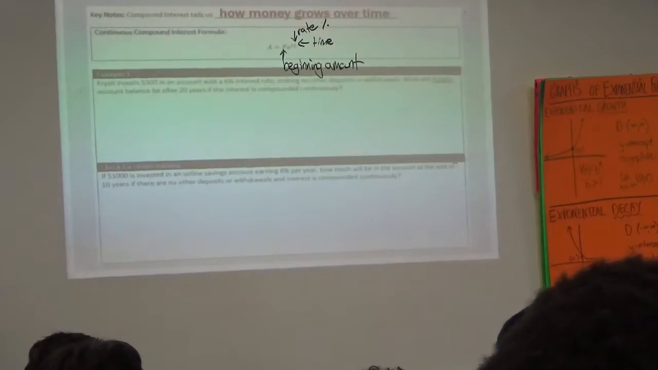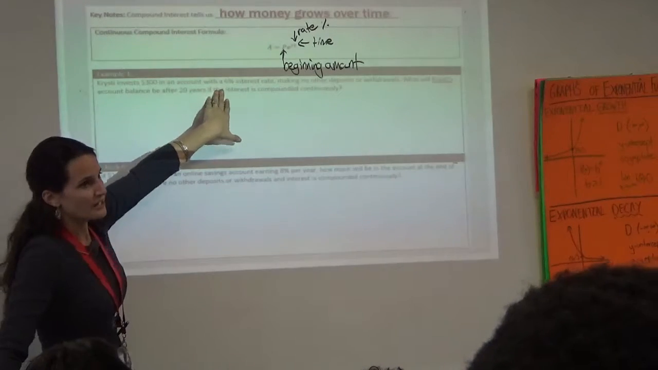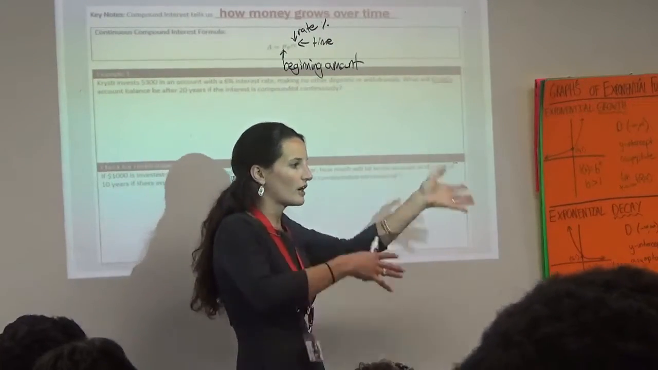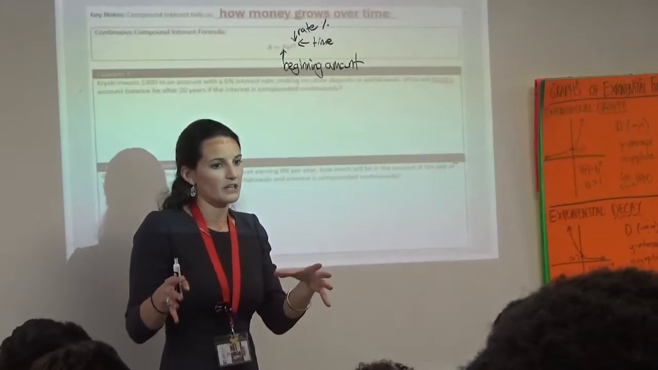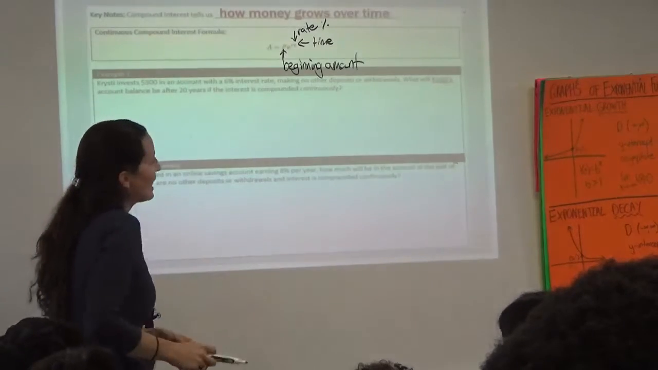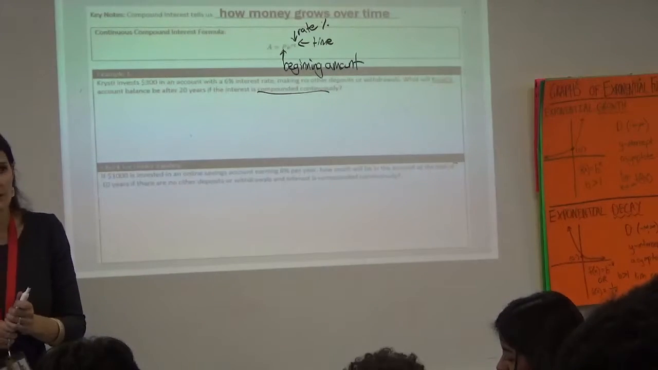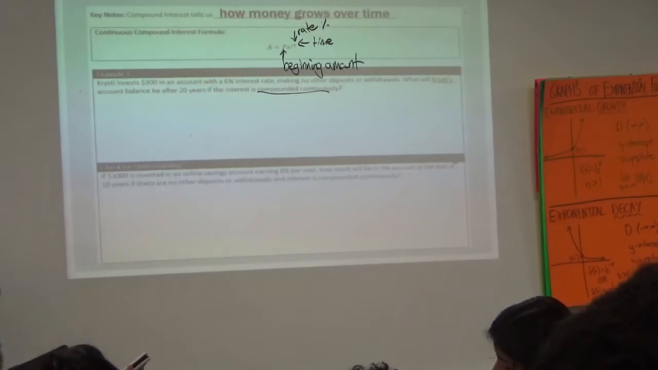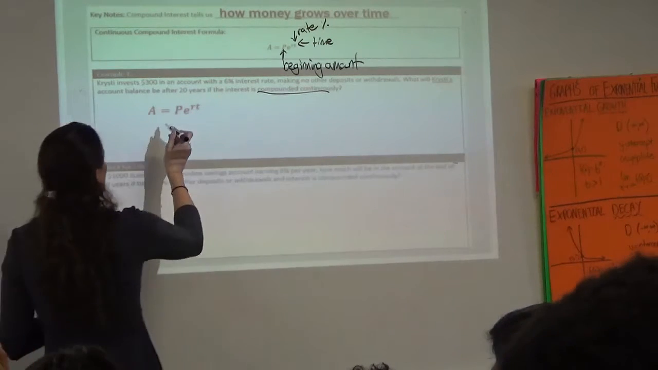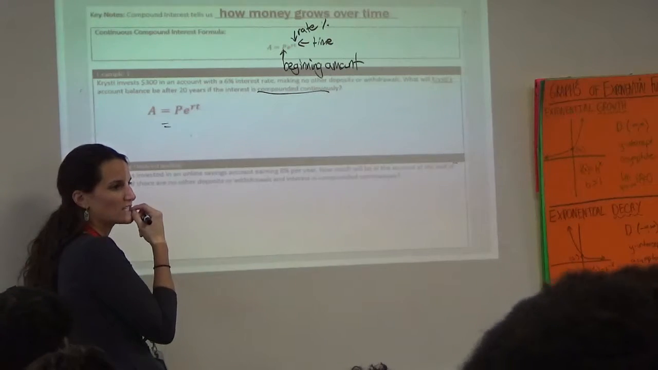Okay? So for this first problem, Christy's investing $300 in an account that has 6% interest. She's not making any other deposits or withdrawals because that would affect things. So assuming she leaves her money there, we want to talk about just how that money grows. What will her account balance be after 20 years if it's compounded continuously? Because it says it's compounded continuously, we're just going to use this formula. What are we going to plug in for her beginning amount?